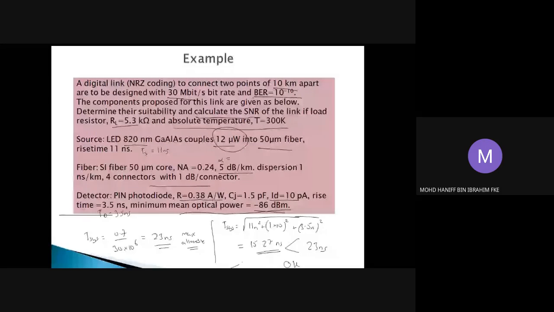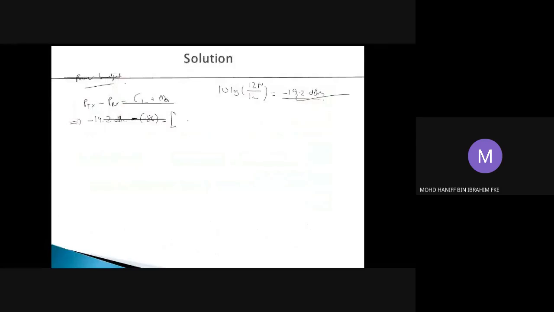So we can write this as: channel loss equals 5 dB per kilometer multiplied by the 10 kilometer length of the fiber. So 5 times 10 kilometers should be the total attenuation, plus 4 connectors multiplied by 1 dB loss for each connector, plus the system margin. That should be the case.